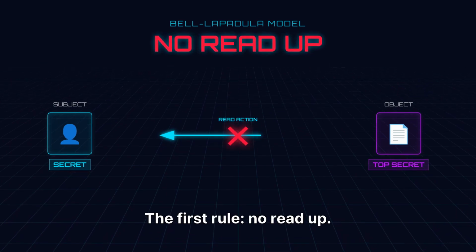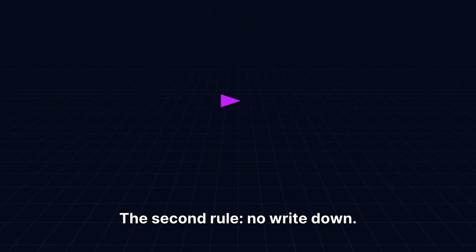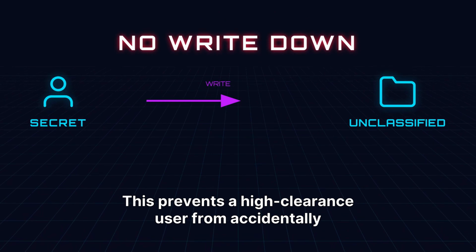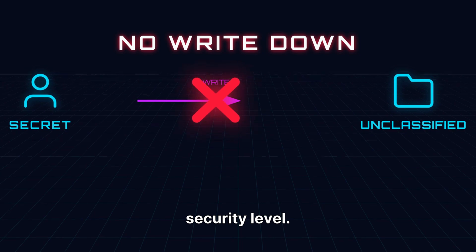This is the Bell-LaPadula model, focusing on confidentiality. The first rule, no read-up. You can't see information above your pay grade. The second rule, no write-down. This prevents a high-clearance user from accidentally or maliciously leaking secrets to a lower security level.